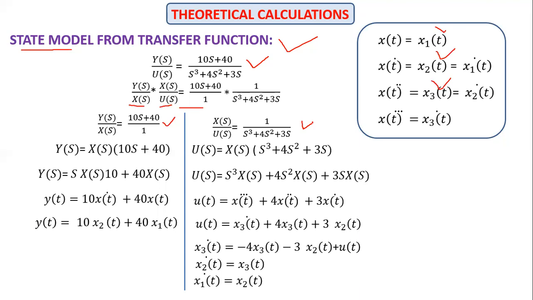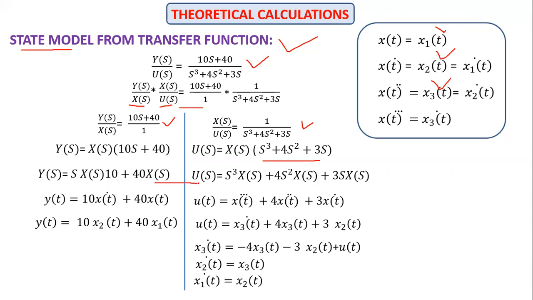Now if you observe, here everything is in the s domain. So cross multiply and rearrange the equation properly. If we cross multiply this one, Y(s) is equal to X(s) into (10s + 40). So if we rearrange, Y(s) equals 10 s X(s) + 40 X(s). Here also, if we cross multiply, U(s) is equal to X(s) into (s³ + 4s² + 3s). Rearrange properly: U(s) equals s³ X(s) + 4s² X(s) + 3 s X(s). Now if we observe, it is a transfer function in S domain form.